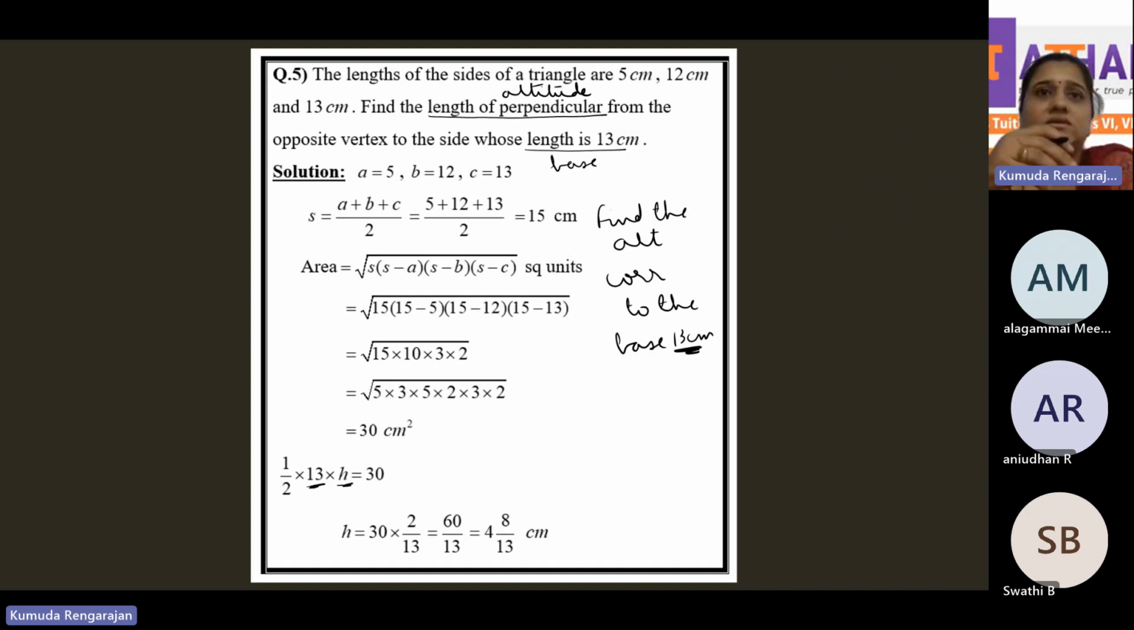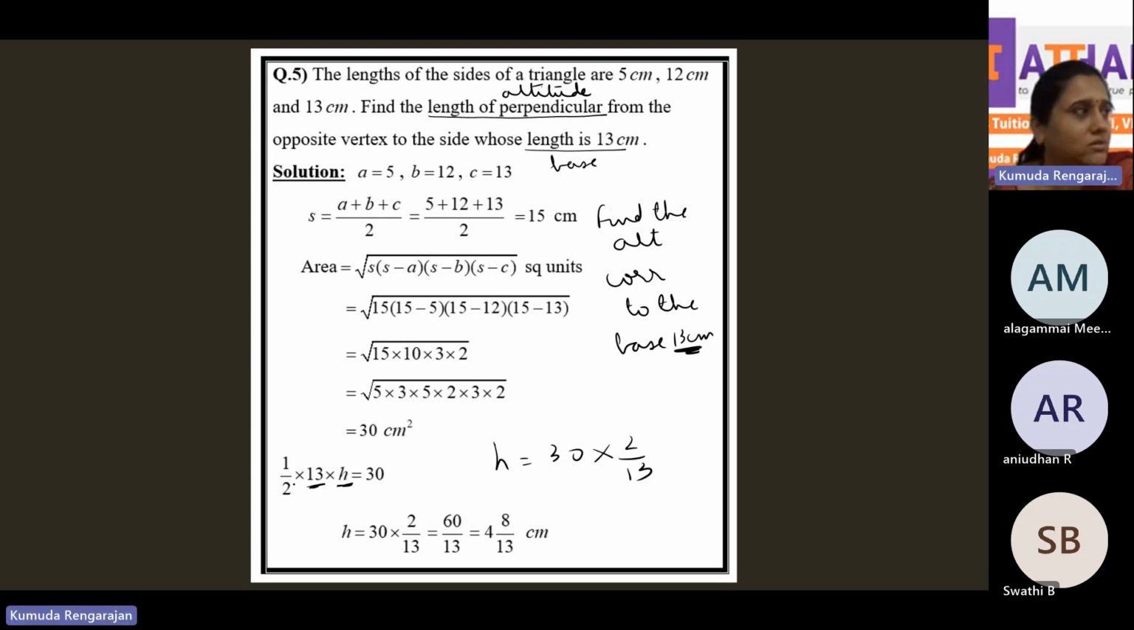Area is 30 only. We already found the area of the triangle. That will be 30. So half into base 13 into height h is equal to 30. So how will you work this? The half will go, so it will be h is equal to 30. Half into 13 is nothing but 13 by 2, no?